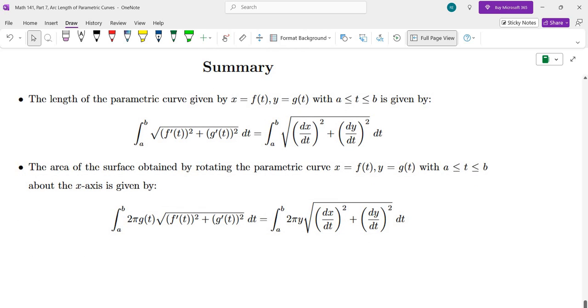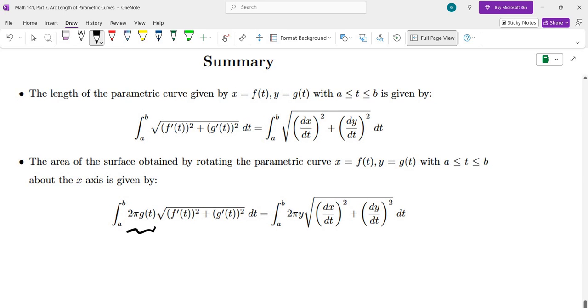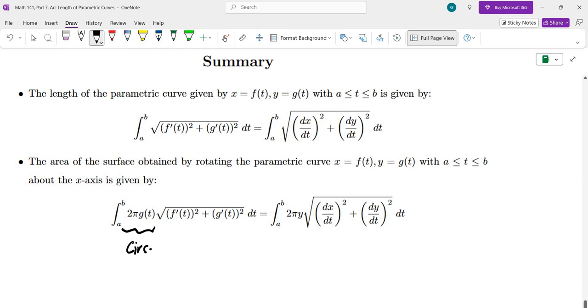Finally, let's summarize what we did. The length of the parametric curve given by x equals f of t, y equals g of t, when t ranges between a and b, is given by this formula: the integral from a to b of the square root of (dx/dt)² plus (dy/dt)², dt. And the area of the surface obtained by rotating the parametric curve about the x-axis is given by circumference, this is our circumference, and then times dL.